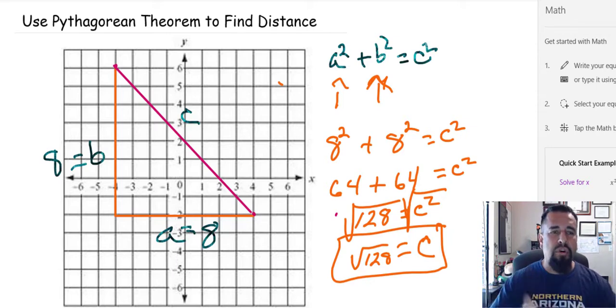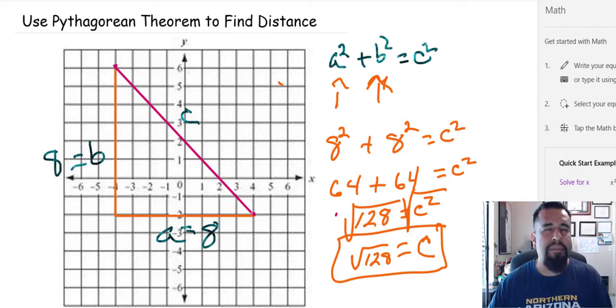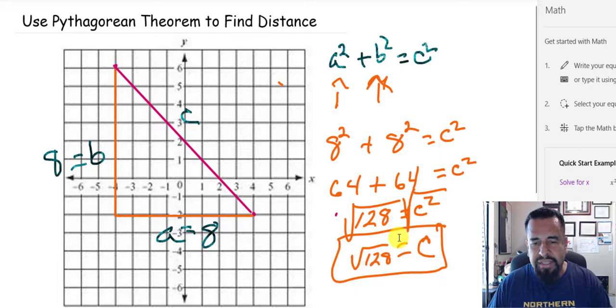Now, you've got to listen to your teacher. What are they asking for? Maybe they want you to estimate this. This would be like 11.3 something. If they want you to write it as a decimal, as an approximate distance, you would do that. Otherwise, this would be an exact answer of the square root of 128. And that's how you use the Pythagorean Theorem to find distance.